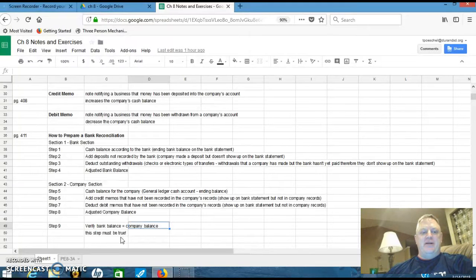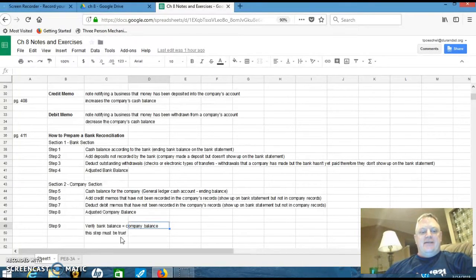Section 2 is the company section. The first thing you need to do for the company section is get the cash balance for the company. This is going to be found in the general ledger cash account. Make sure you take the ending balance in the general ledger cash account. You then need to add any credit memos that have been recorded by the bank. Again, credit memos already show up on the bank statement, but they will not show up in the company's records.